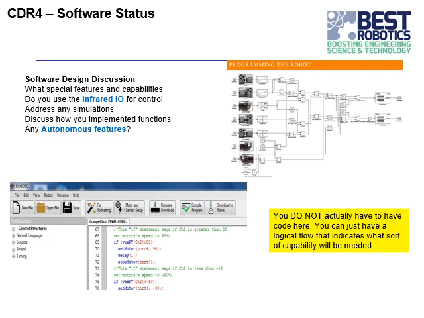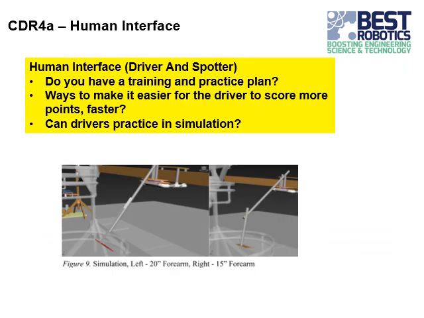Just because they're on this chart doesn't mean that makes sense for you. But there's some questions up there, some suggestions. Again, it's up to you to decide what you want to do and the best way to do it. And that really important human interface as well. Don't forget your driver and spotter. What are you doing with training? How can you make it easier for the driver? How can you practice?